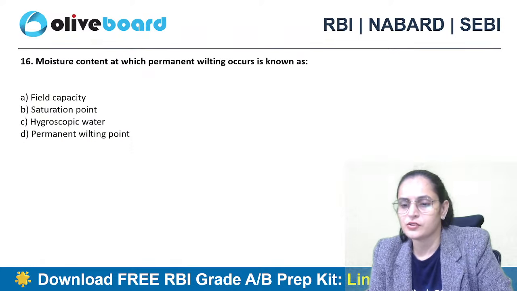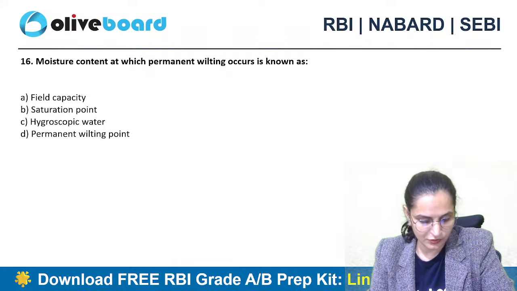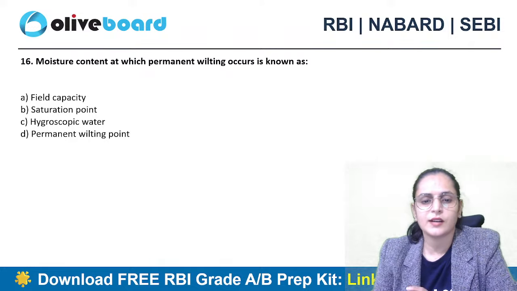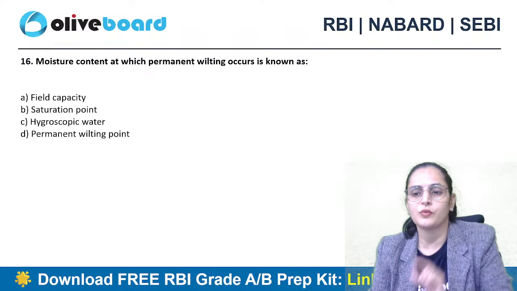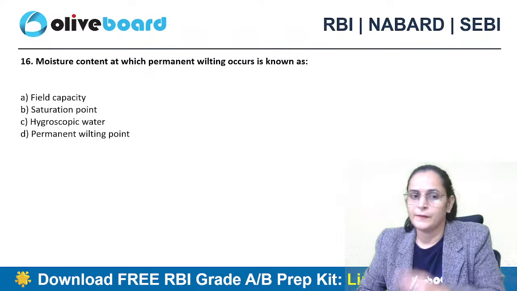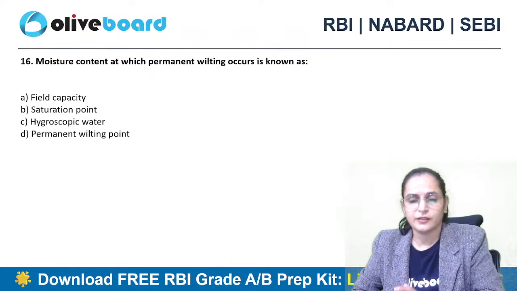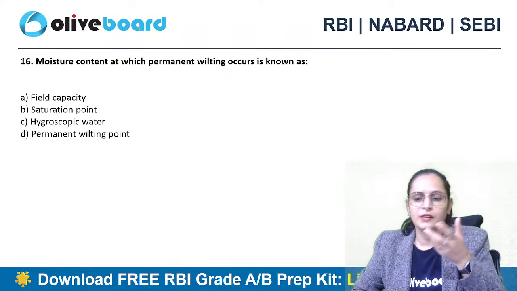The 16th question is on your screen. Yeah, sure, your answer is correct. Very good. Ajay, yeah, B is the right answer. Now the question is, the moisture content at which permanent wilting occurs is known as what? So what is the technical term for it? At this point the plant will die, it will not be able to grow.